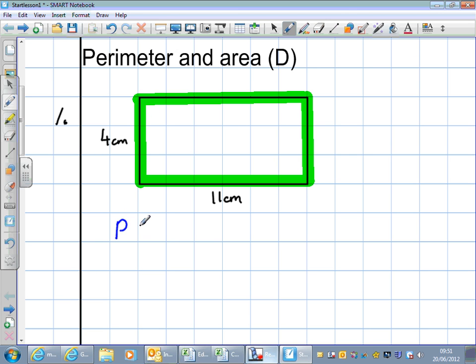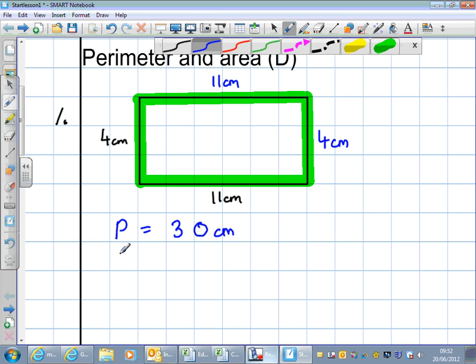So the perimeter equals 11 centimeters, add 4 is 15. This length's not written in, but it's the same because it's a rectangle. It's the same as the one below. So 11 add 4 is 15, add 11, 26. And this length here, the height, is again 4 to give us 30 centimeters. Notice the units, we've added them, so it remains centimeters. You only get powers when you multiply.